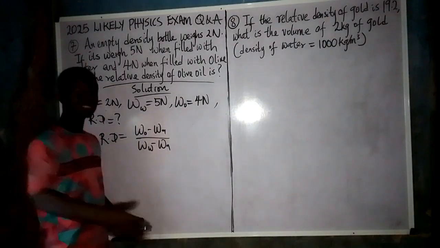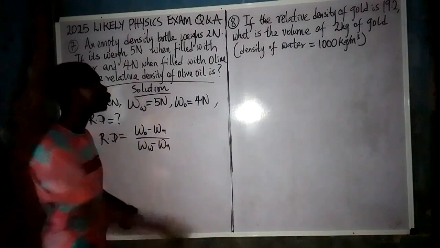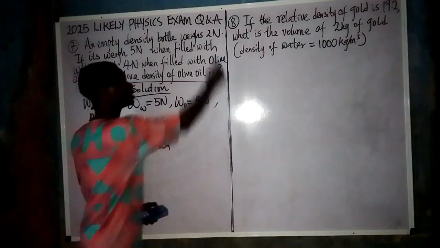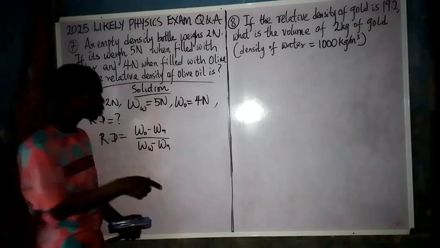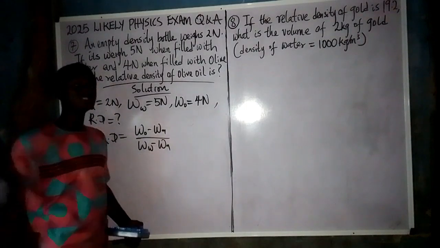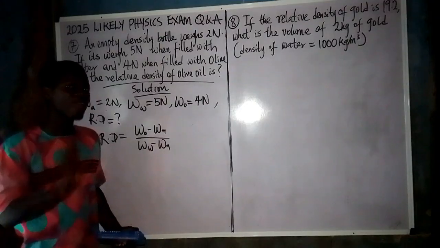Now, because out of this 5 Newton, the bottle on its own weighs 2 Newton, and out of this 4 Newton, the bottle on its own weighs 2 Newton, we have to subtract that so that we can get the actual weight of oil in the density bottle, and so that we can get the actual weight of water in the density bottle. I hope that is clear.